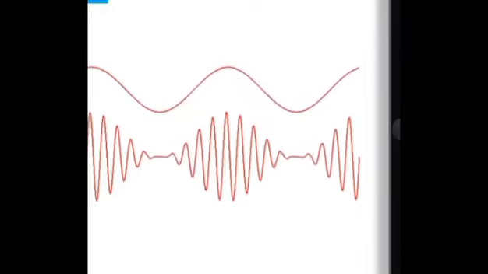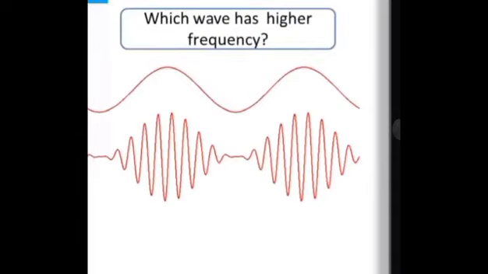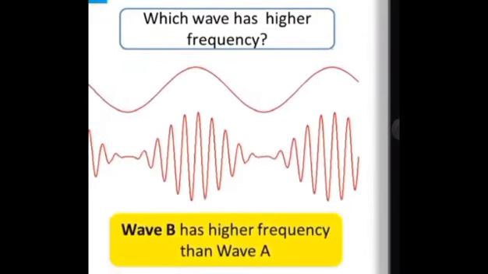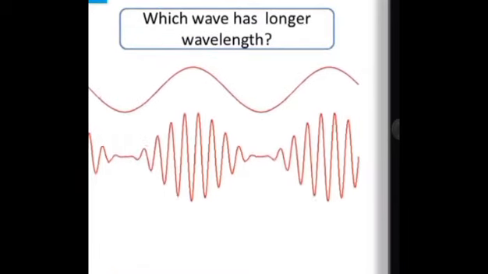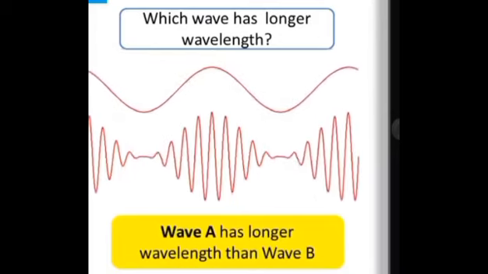Let's have a practice exercise. Study these two waves. Which wave has higher frequency? Wave B has higher frequency than wave A. Which wave has longer wavelength? Wave A has longer wavelength than wave B.